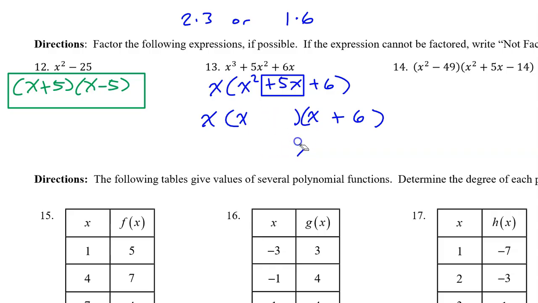On the other hand, if we use the other option of 2 times 3, inner plus outer equals middle. So we have the 2x and we have the 3x. In order to make a middle of positive 5, we would leave both of these as positive numbers. And then if we check the third term now, positive 2 times positive 3 is positive 6. So that's how we know this is the correct factorization.